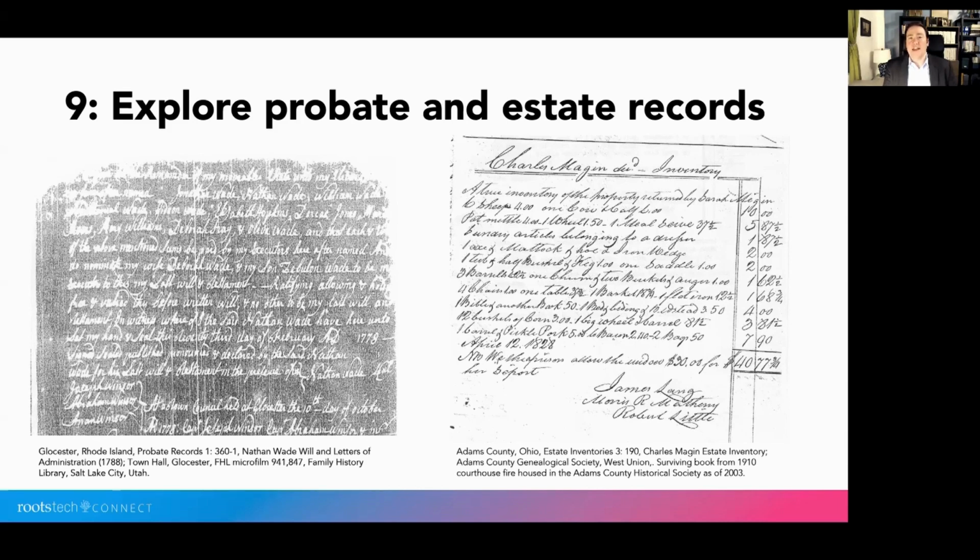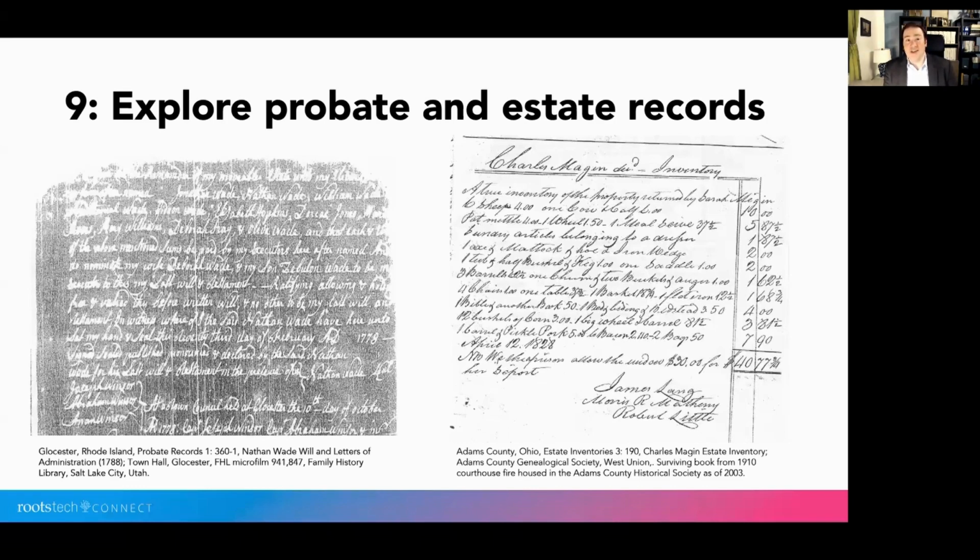Now, next to that, if someone happened to die without a will, in a lot of places, they would go through an intestate process, which meant that the court would have to have an administrator for the estate as they start to distribute things. So in the example that you see on the left, you see the will of Nathan Wade, which names his daughters and his wife. On the right, you see the inventory of Charles Megan. Now, this is an example of someone that died without a will, and so there was a full inventory of the estate taken, and then those items, we assume, were distributed to members of the family.